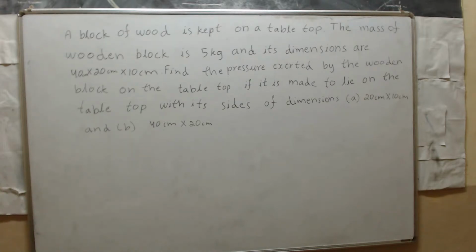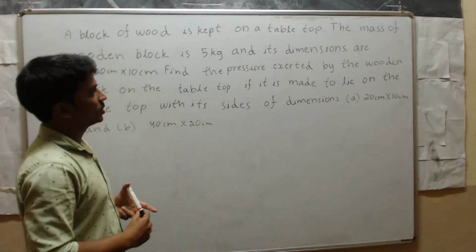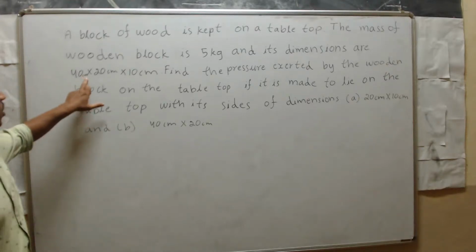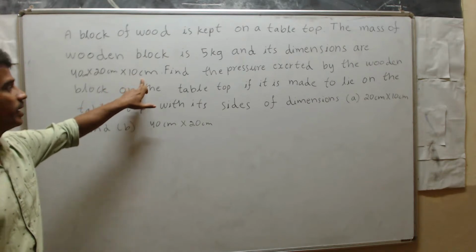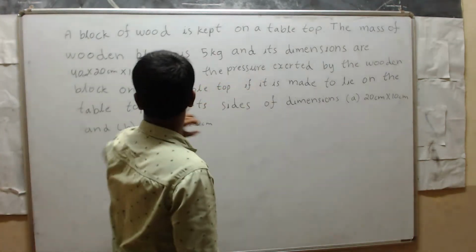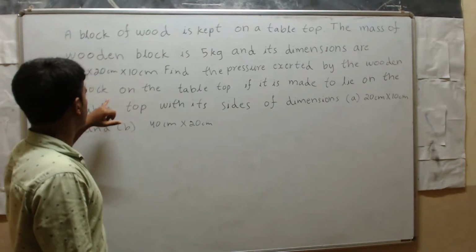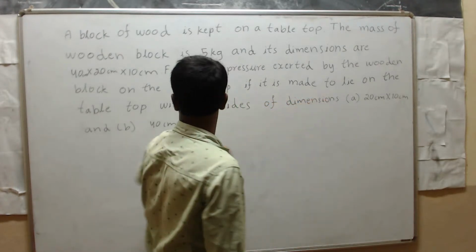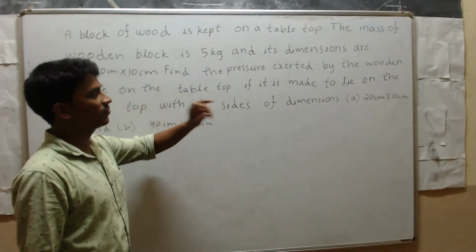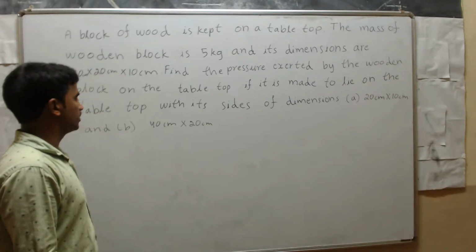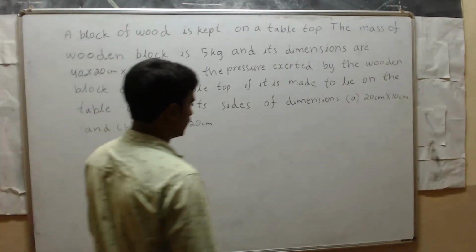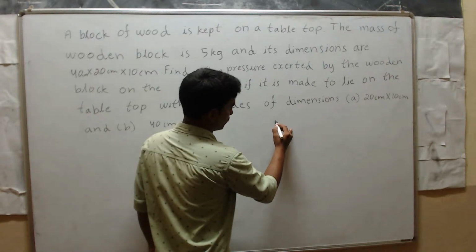See here, a block of wood is kept on a tabletop. The mass of the wooden block is 5 kg and its dimensions are 40, 20, 10 centimeter. Find the pressure exerted by the wooden block on the tabletop if it is made to lie on the tabletop with its sides of dimensions 20 centimeter by 10 centimeter and 40 centimeter by 20 centimeter. You have to keep that box like this.